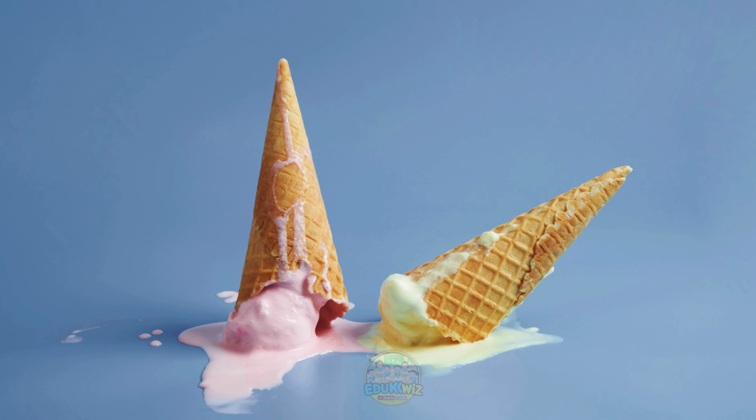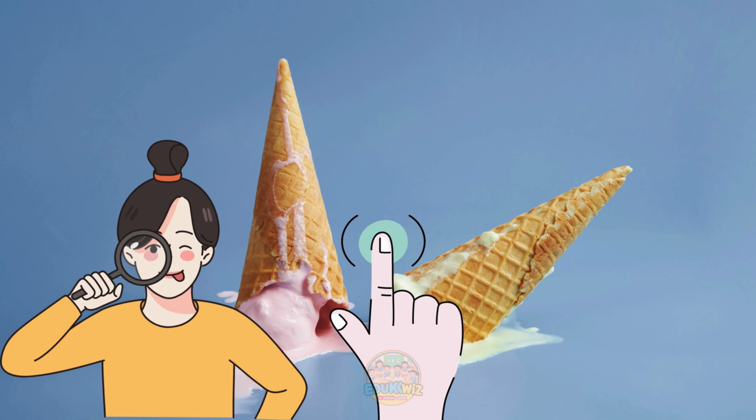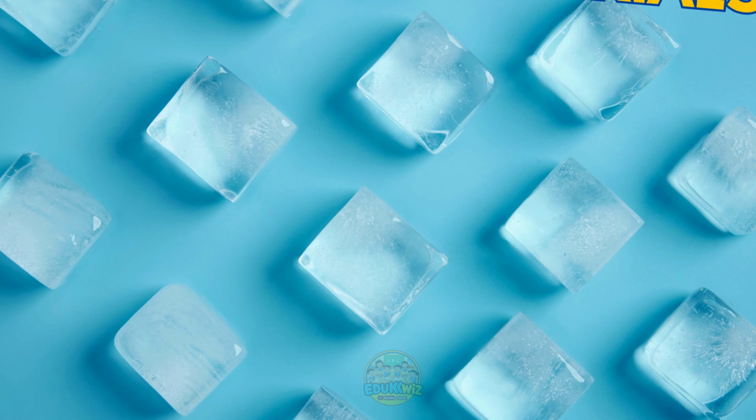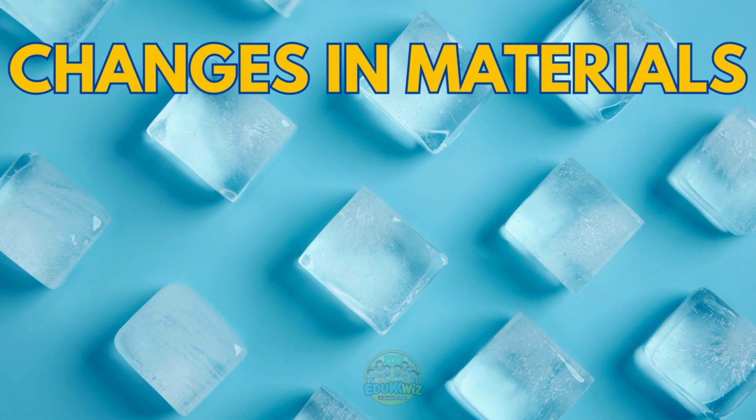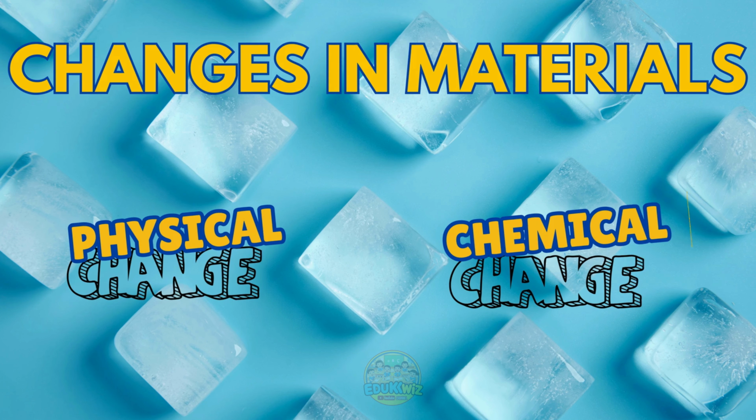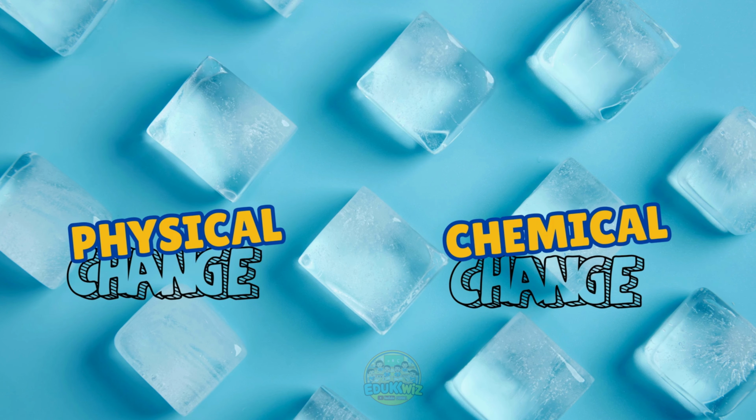Materials around us don't always stay the same. Sometimes, they change how they look, feel, or even what they are made of. These are called changes in materials, and there are two types: physical changes and chemical changes. Let's talk about their differences.